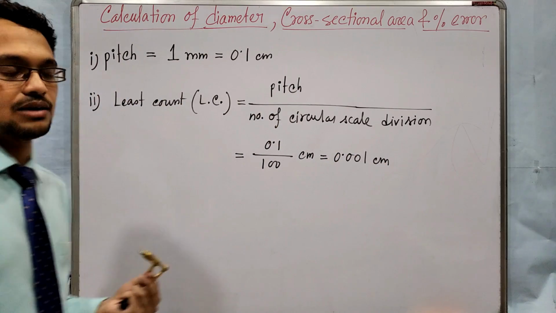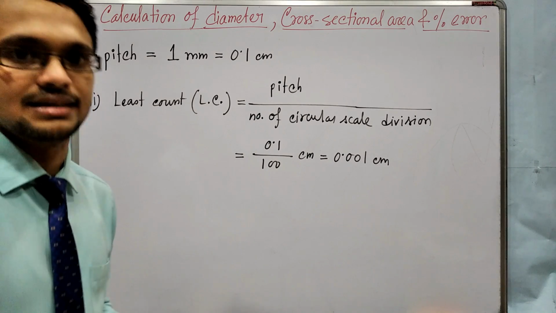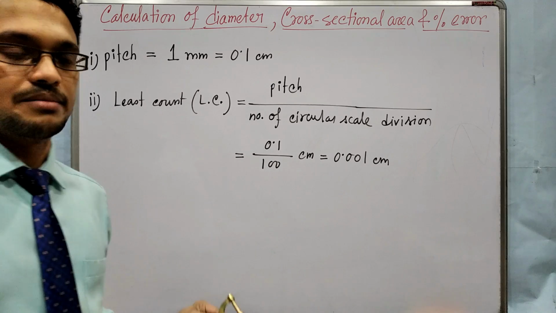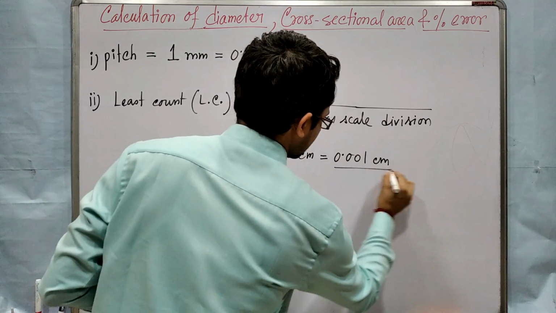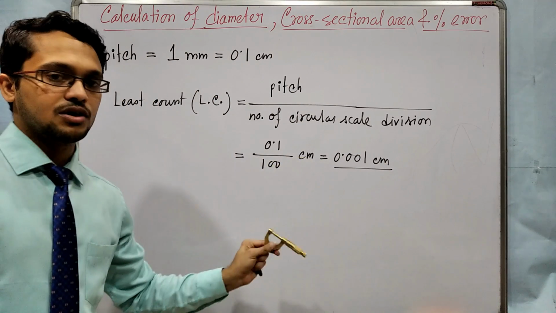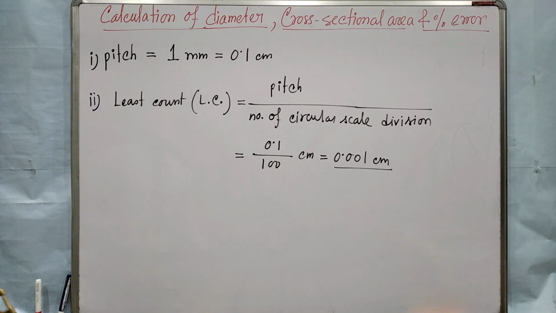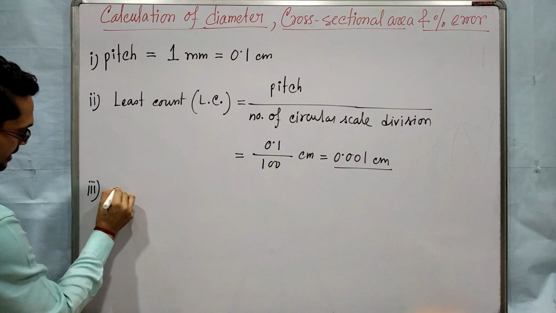So this is the second calculation we have to do. So least count means what? It is the smallest distance that the screw gauge can measure. The smallest value that this screw gauge can measure is 0.001 centimeter. We need this value for all the calculations. Okay, and third one we will calculate the error part.